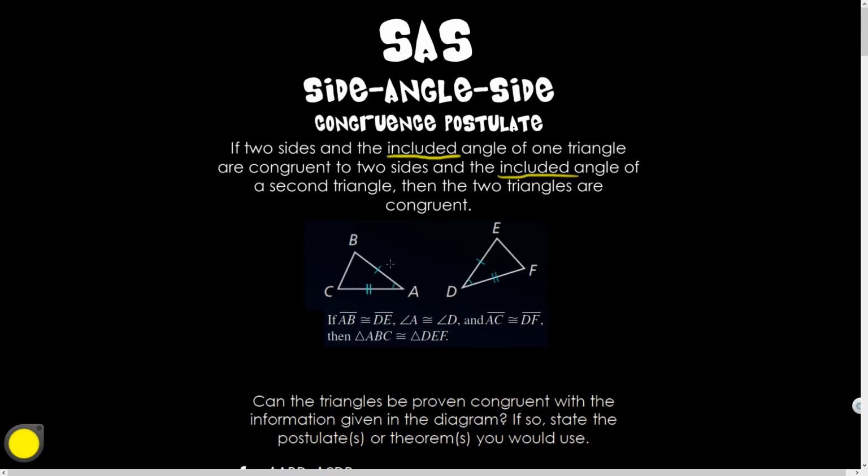So the key idea is that the angle is the included angle. It's right in between those two sides. Right? That's the mandatory step right there. So I drew this little picture. You could add that to your Foldable Notes if you wanted to. And we'll take a look at some of these problems in just a moment.